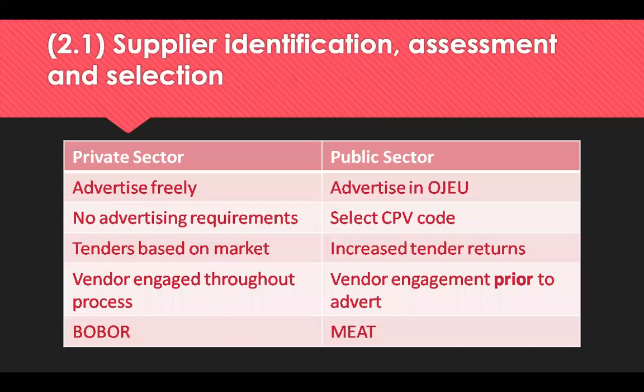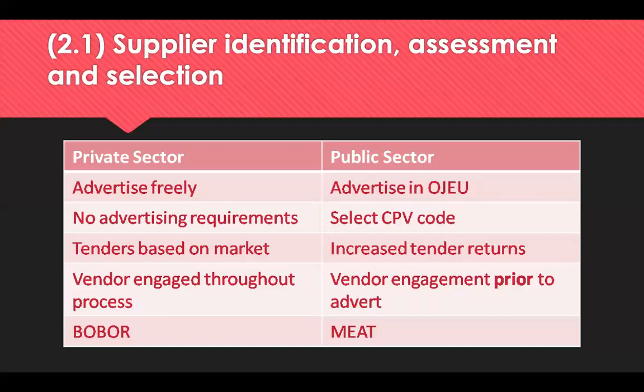Now, supplier identification in the public sector is much more transparent than the private sector. The private sector is free to advertise to any market, small or large. But in the public sector, the buyer is required to advertise in the official journal to the European Union over a certain threshold. In the private sector, there's no requirements to facilitate the advertising process. But in the public sector, the buyer must choose a common procurement vocabulary code.